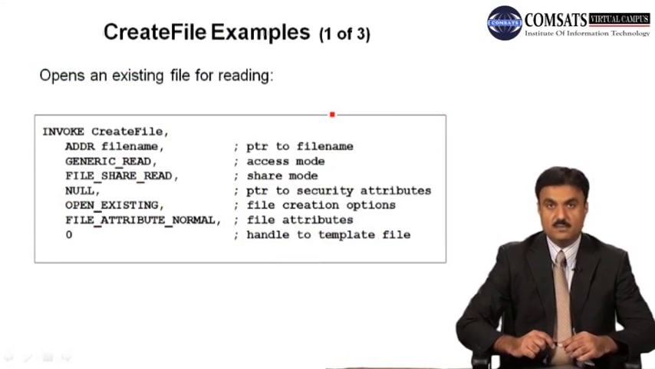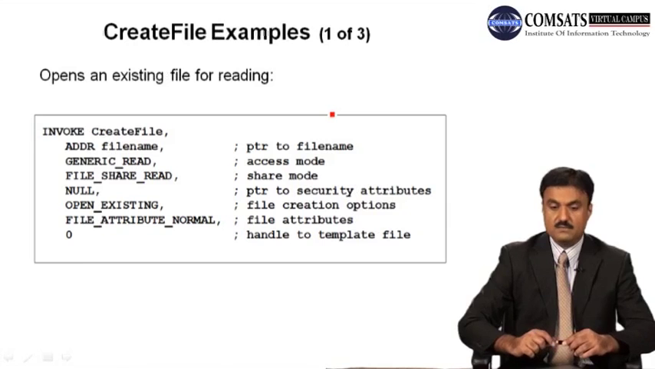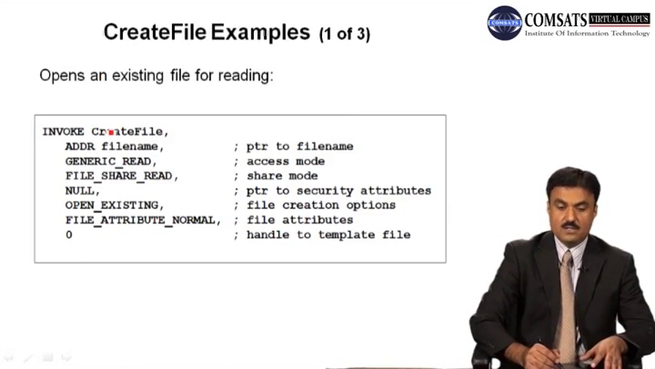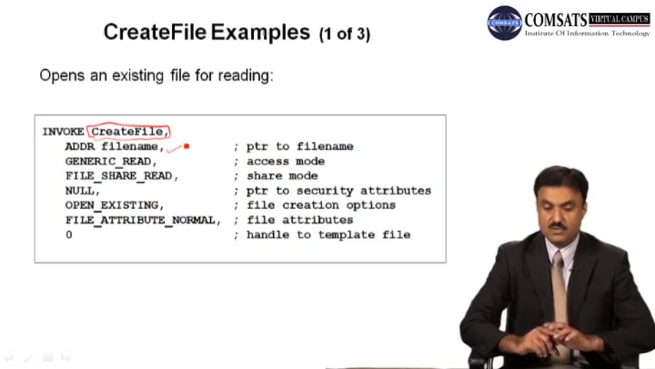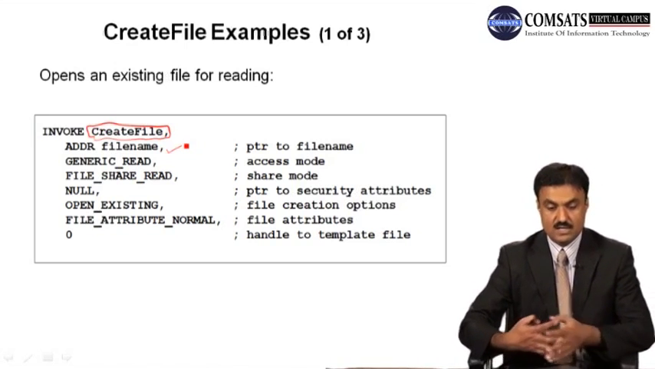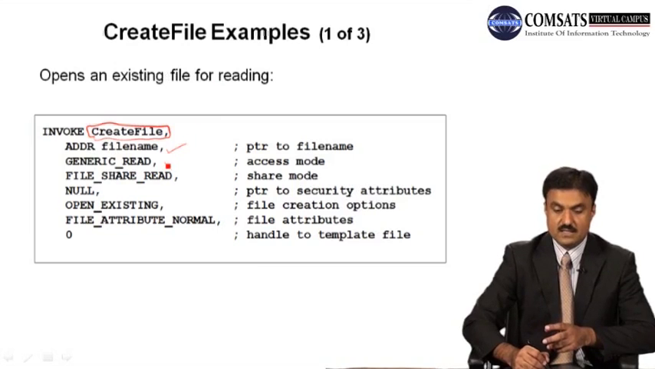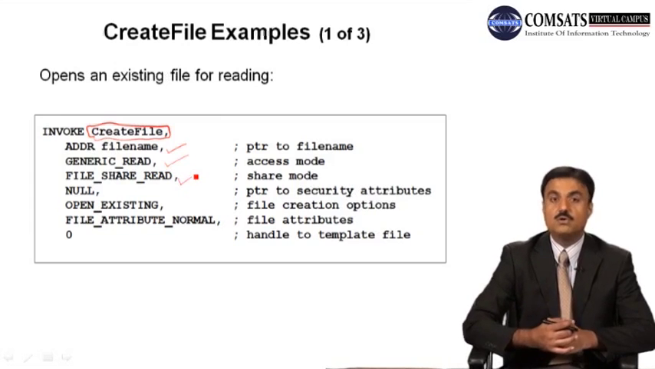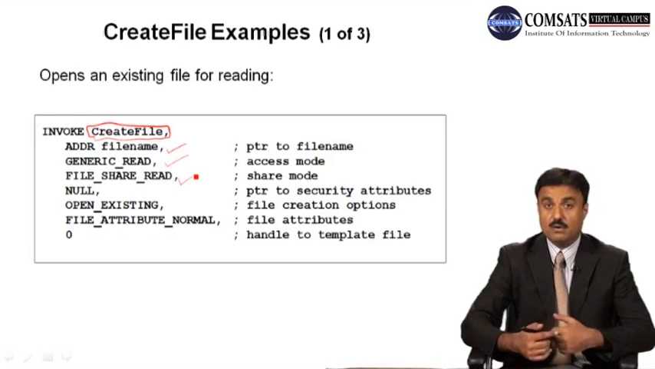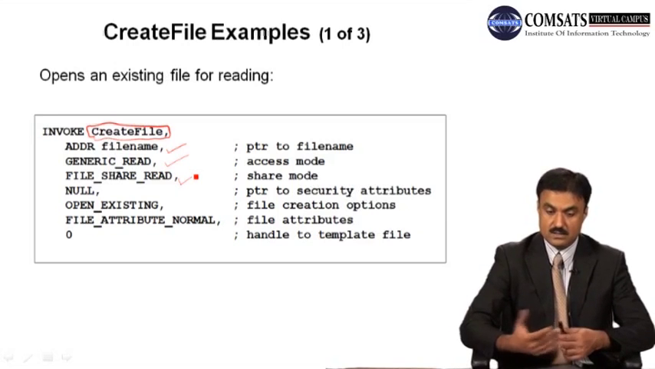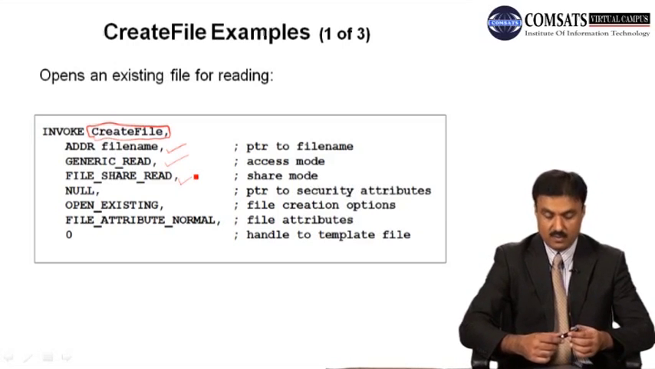So here is the example. Here you can see we can open an existing file for reading. How can we open it? This is the invoke CreateFile, the name of the function we are calling. Now this is the address of the file name, where you define the file name. GENERIC_READ is the access mode, so we are opening this file for generic read. And we have FILE_SHARE_READ, the sharing mode, which defines for what purpose you are going to open the file. This will define that purpose, like we are only opening it for reading.